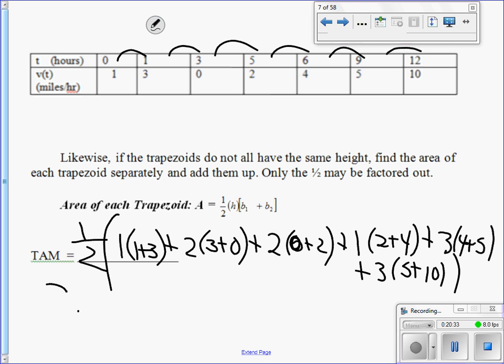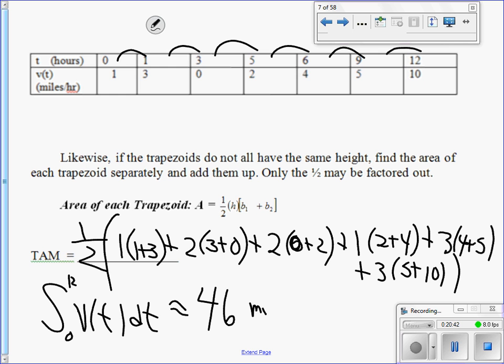All right, so the definite integral from 0 to 12, I think that is right, is approximately equal to 46 miles if we use trapezoids. Not so bad, right? What do you like better, equal or unequal? Oh, that was the right answer. Good.